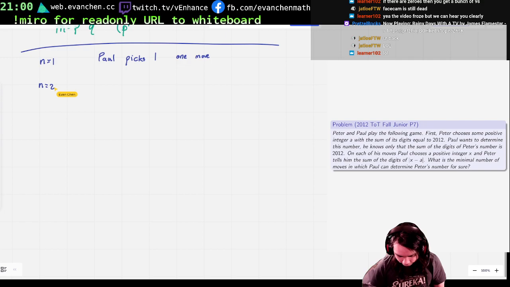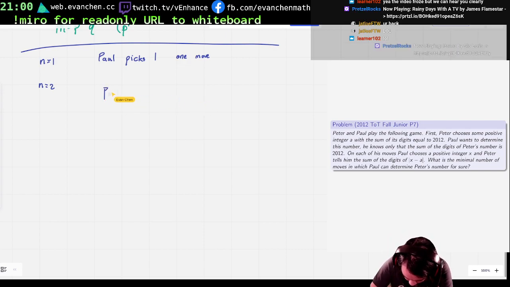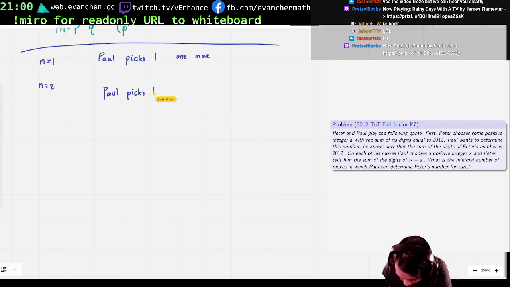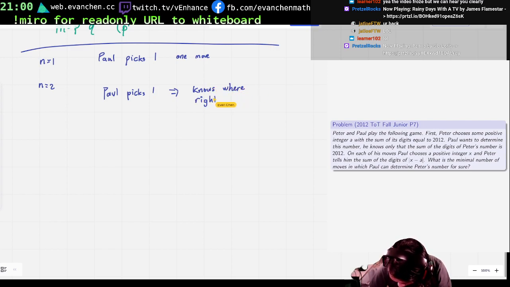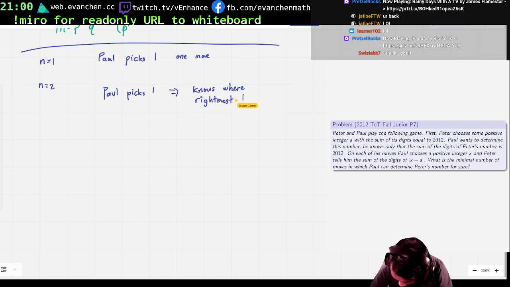Okay, so n equals 2. I think this is what you do. Again, you pick 1. And Paul knows where the rightmost 1 is.